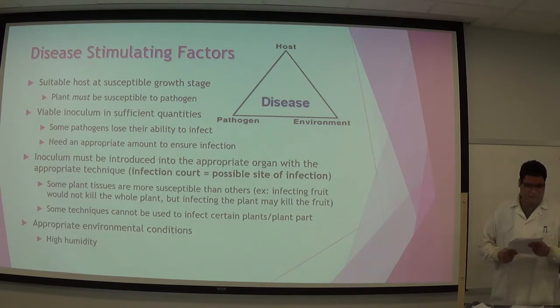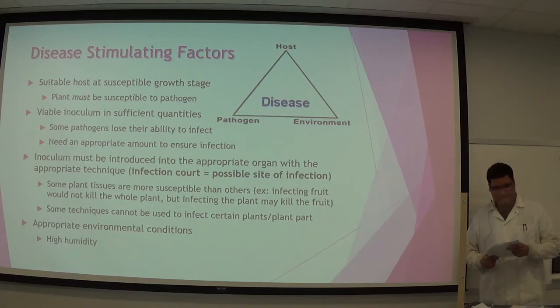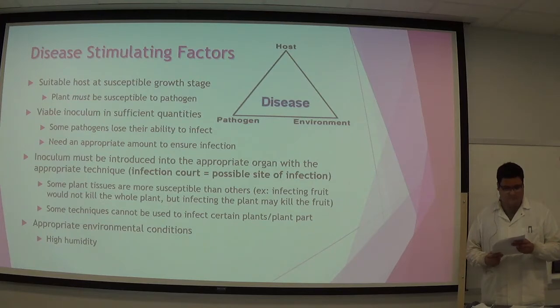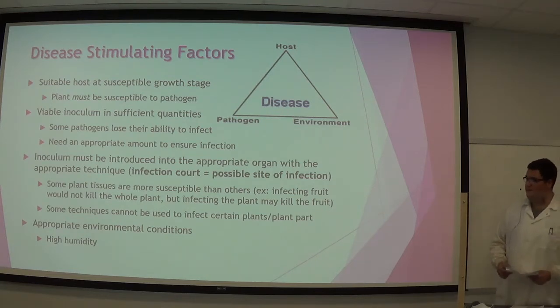Let's see, some plant tissues are more susceptible than others. And some techniques cannot be used to infect certain plants or plant parts. So, you know, I don't know if you could, but if you were to inject those nematode eggs that we were looking at last week into the plant, I don't know if that would cause infection or not. It'd be interesting to try it out. And of course, the environment is important. Usually a humid environment is what will cause disease, just because it's so favorable to pathogens.